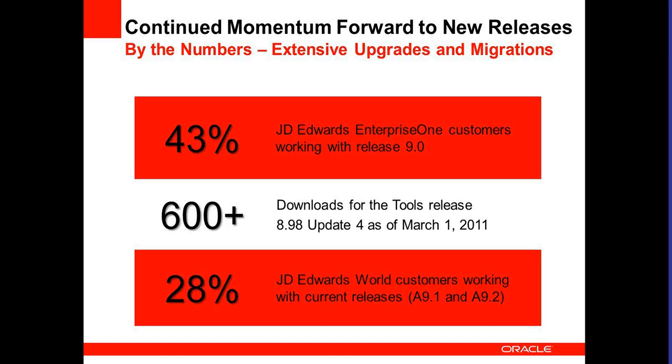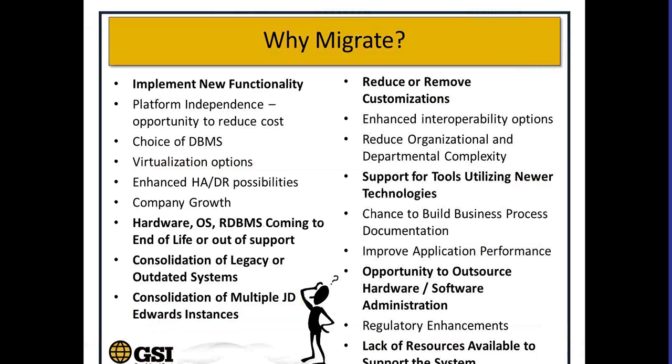And as far as World customers, 28% of the World customers are working with A9.1 or A9.2. And I think that there's been a lot slower adoption of the A9.2 just simply because a lot of World customers were still trying to decide, do I want to move to EnterpriseOne? Do I want to move to the newest version of World? Or should I just stay where I am? And I think a lot of World customers have been on the same release for quite some time and have had really good success with World. So it's hard to make the decision to move to a newer version of World or an EnterpriseOne 9.0 without having all the facts. So why migrate in the first place?